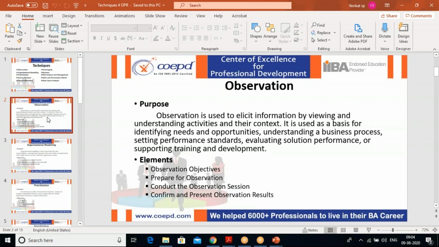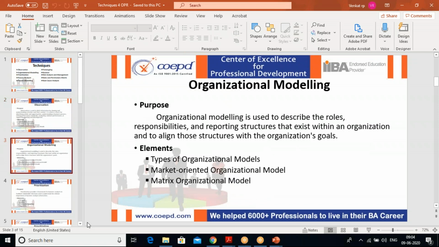And then in observations, the basic idea is you observe the underlying business process, what standards they are following, what the solution performance evaluation is, what the need for training is once it is done, and what development we can do. All this will be considered in observations. You can understand it from that perspective. Okay, and then organizational modeling.